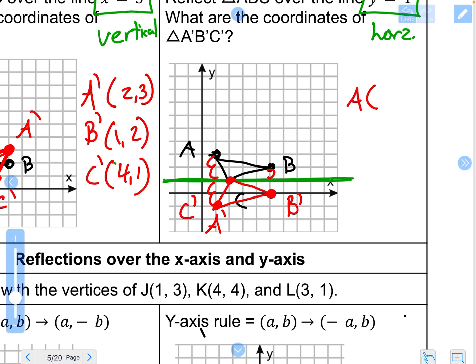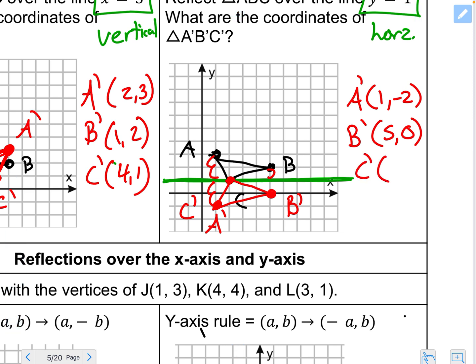Our coordinates for A prime are 1, -2. B prime is 5, 0. And then, of course, C prime did not change since it was on the line of reflection.